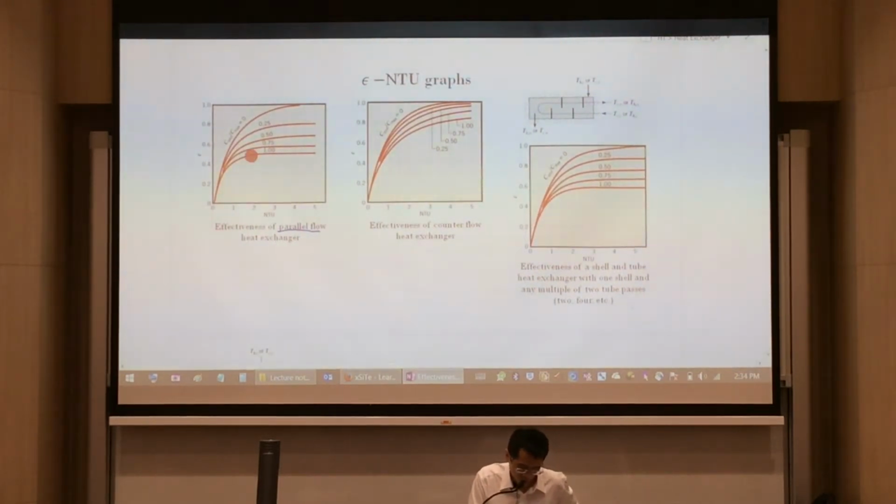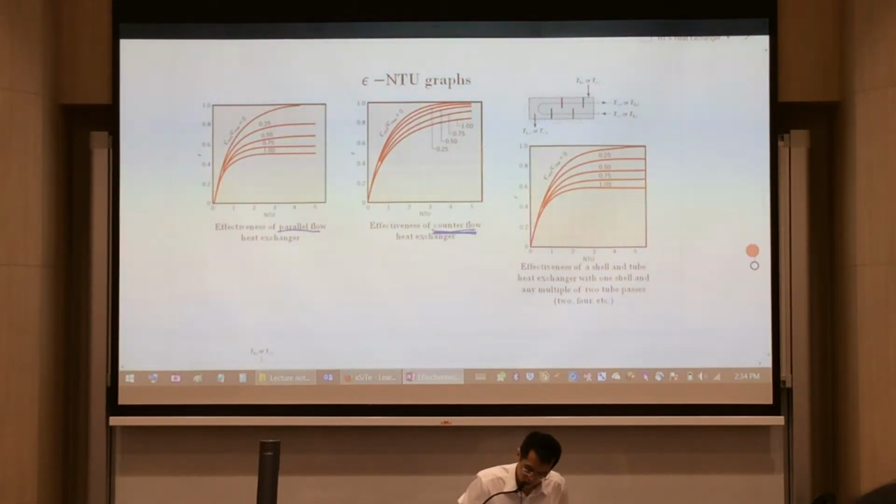So this is one such plot for effectiveness versus NTU. You have an effectiveness versus NTU plot for counterflow. So the question is how you look at the correct graph given the question set. You must be able to read the question and understand, wow, this is actually a counterflow. So go to this graph and figure it out.